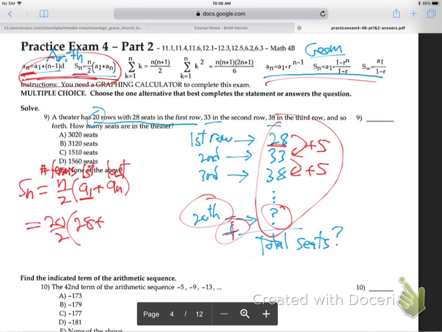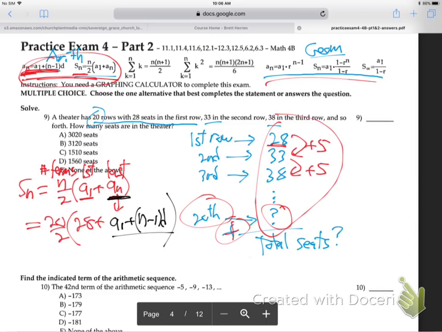I don't know. So I've got to find it. How do you find it? It's A sub n. How do you find A sub n? You use the other formula, the A sub n formula. This is a difficult problem. You've got to use the A sub n formula now. So just put in the A sub n formula right there. It says right there that the A sub n formula is A1 plus n minus 1 d.